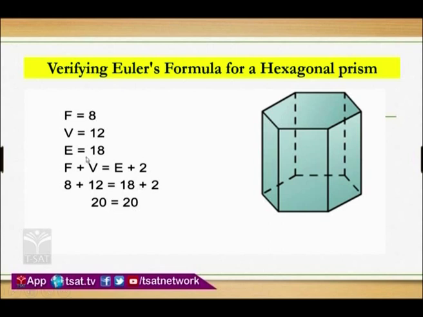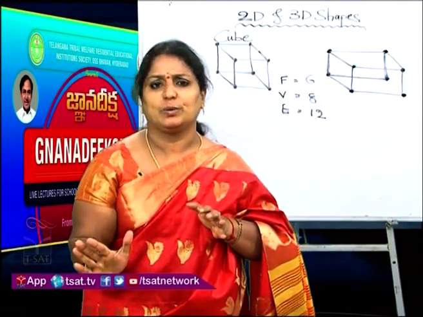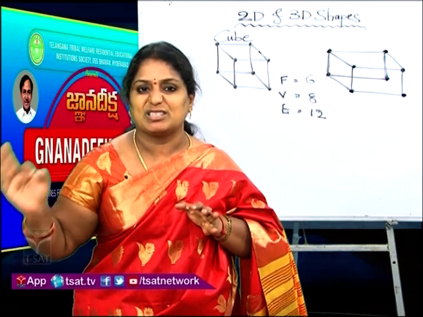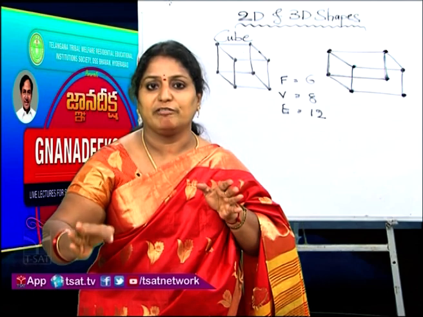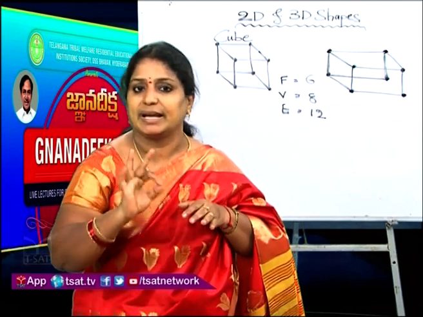Here, children, when you are counting edges, we have to count side edges also. Lateral edges also we should count. Top 6, bottom 6, sides 7, 8, 9, 10, dotted lines also 2. Total 18. We got 20 is equal to 20. It means, beta, whatever polyhedron you take, Euler's relation will be satisfied: F plus V is equal to E plus 2. The number of faces plus the number of vertices should be equal to the number of edges plus 2. It is satisfied for any polyhedron.